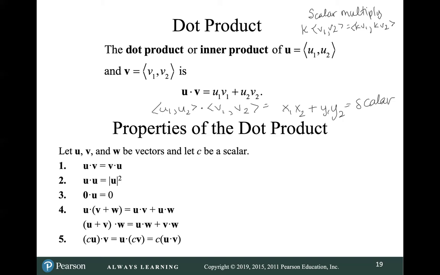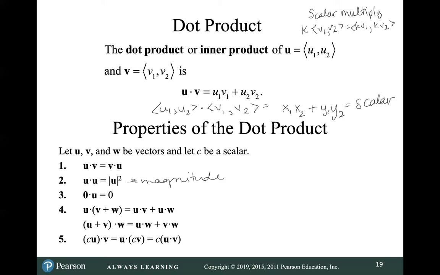Okay, some properties for the dot product. We have the commutative property, meaning u times v is the same as v times u. We can also use now dot product to find the magnitude. So we can say a dot product of a vector with itself, u times u, is equal to the magnitude squared. This is magnitude.